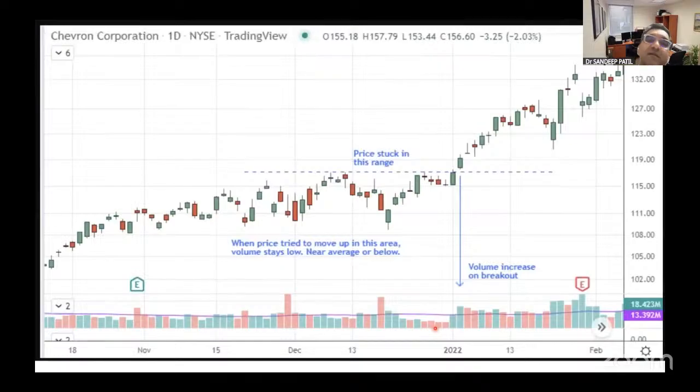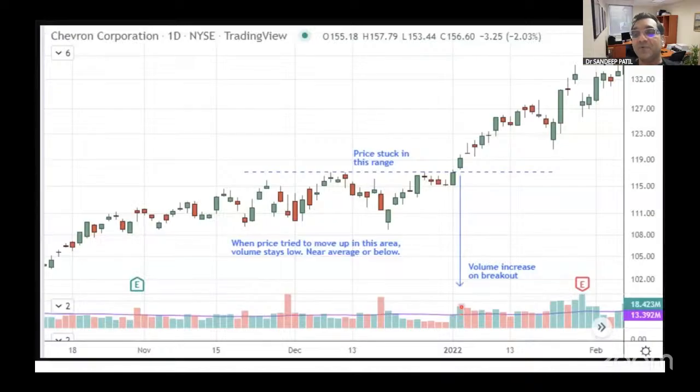So this is another chart which shows resistance. We are going to talk about resistance also. But at this point, price is trying to go up, trying to make a higher high, but it is not able to do that because volumes are less. Even though there are red volumes higher at this point, this is kind of a range which is happening.